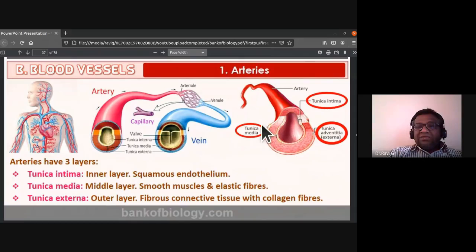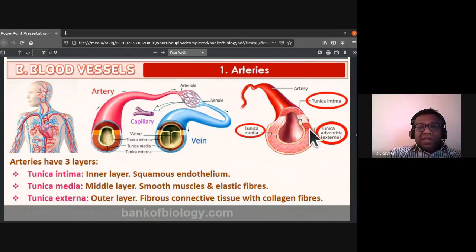The arteries have three layers. They have been circled here, you can see that. The first layer is the tunica intima, which is the innermost layer. The innermost layer is made up of squamous epithelium, which we generally call endothelium. So the tunica intima is the innermost layer, made up of squamous endothelium.